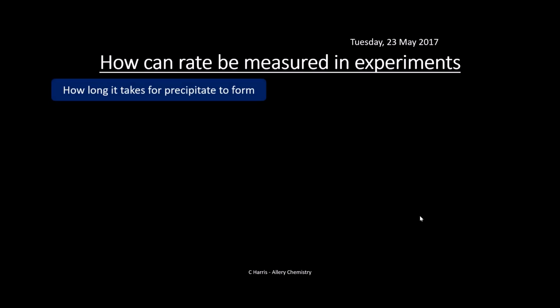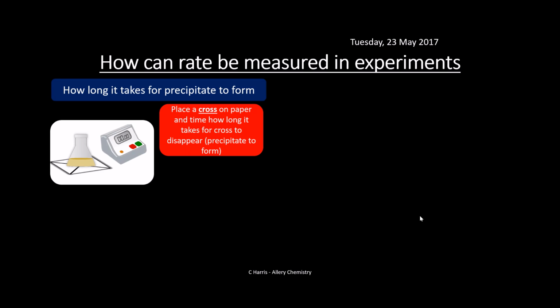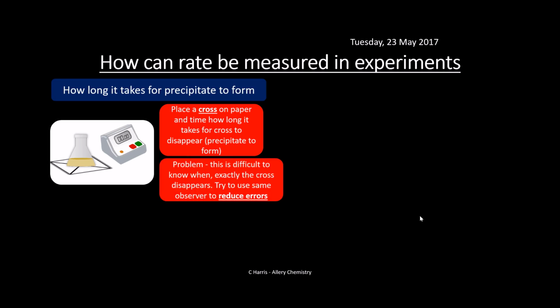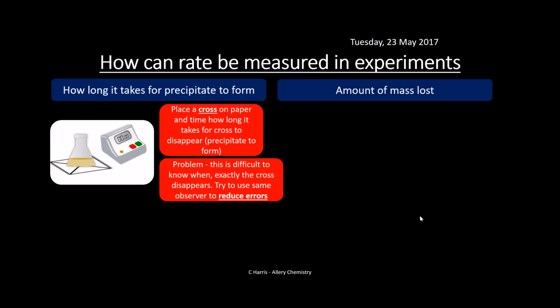Okay, so how can we measure the rate of these things in experiments? We can look at how long it takes a precipitate to form. If your reaction is producing a precipitate, we can place a cross on the paper and time how long it takes for it to disappear. You might have done this with your sodium thiosulfate reaction, for example. The problem is, it's really difficult to know exactly when that cross disappears. It's open to perception. It helps to use the same observer when you're doing this, as it reduces any errors. But again, it's not great. It's not a brilliant method.